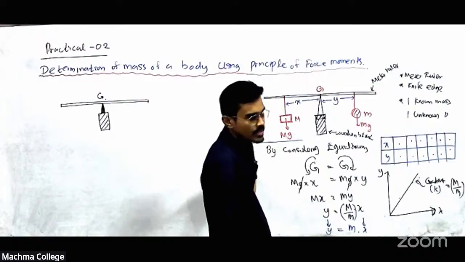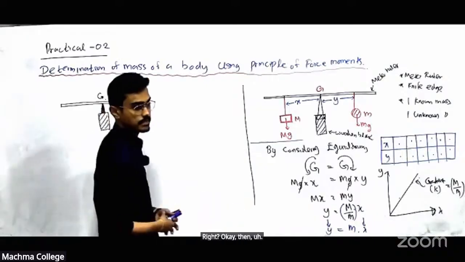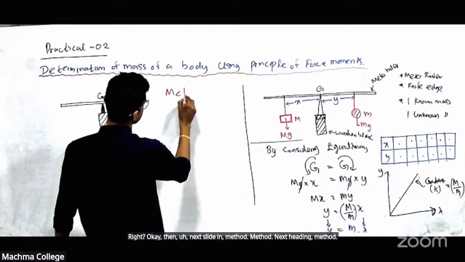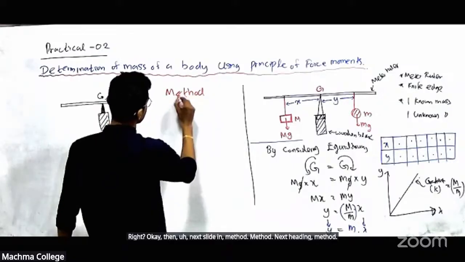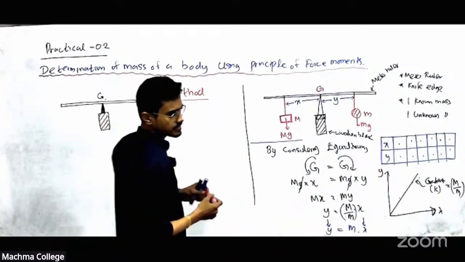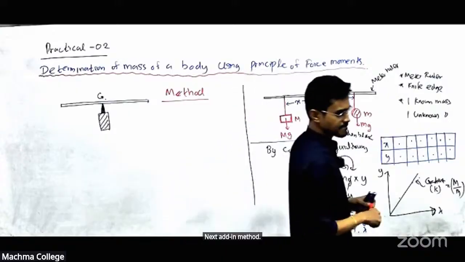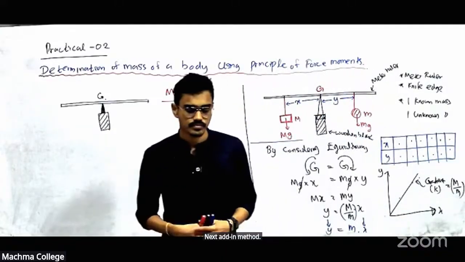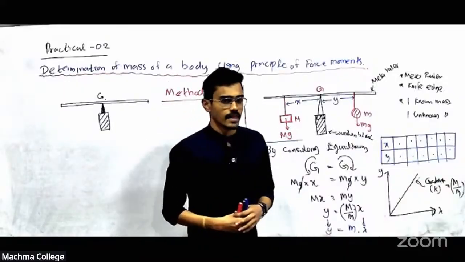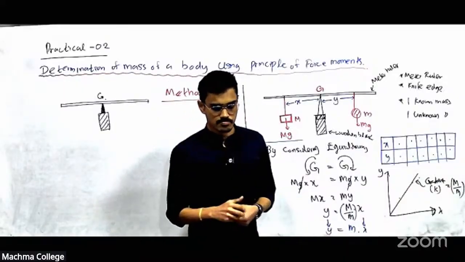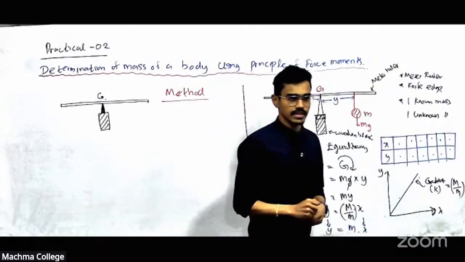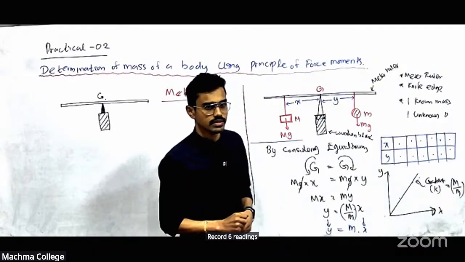Right? Okay. Then next heading, method. Record 6 readings.